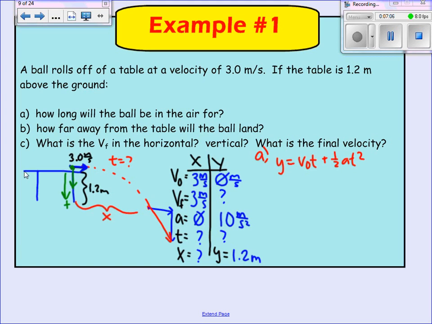Let's start plugging in the information that we know. My y is 1.2 meters. That's equal to, now notice this, the initial velocity is 0 in the y, so that makes this whole term cancel out. So we're just left with 1/2 the acceleration, which is 10 meters per second squared, times time squared. If we solve for time, I'm going to do 1.2 divided by 1/2 divided by 10 and then square root that. My answer is approximately 0.489 seconds.